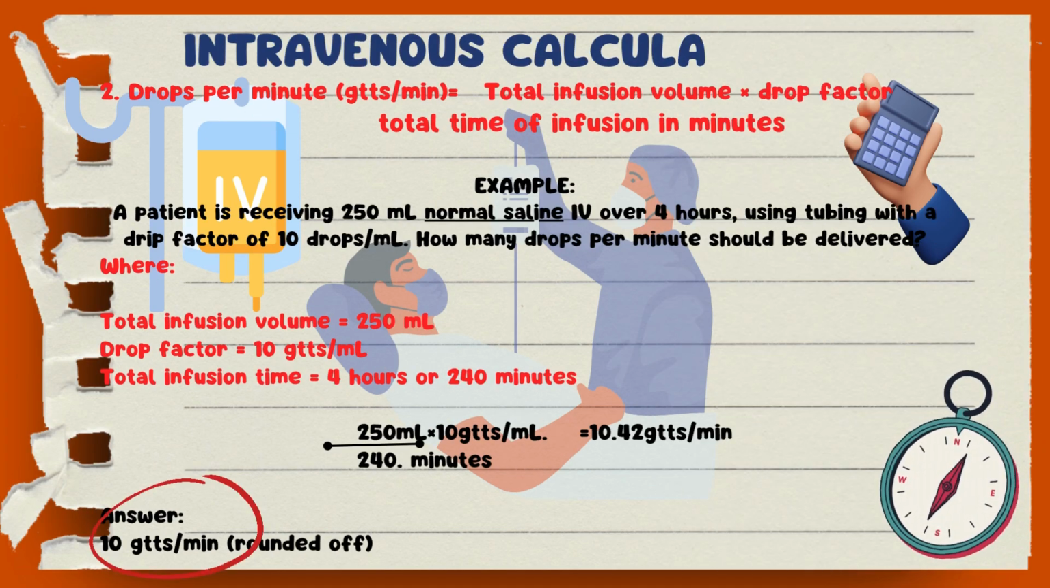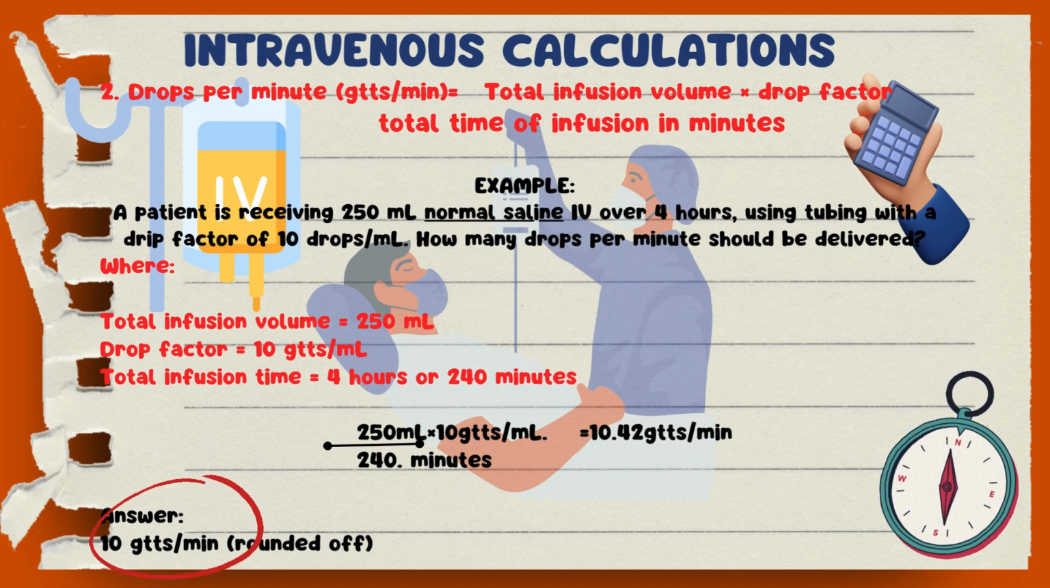Second is calculating the drops per minute. Total infusion volume divided by total time of infusion in minutes and multiplied by the given drop factor. Example, a patient is receiving 250 ml normal saline IV over 4 hours using tubing with a drip factor of 10 drops per ml. How many drops per minute should be delivered?